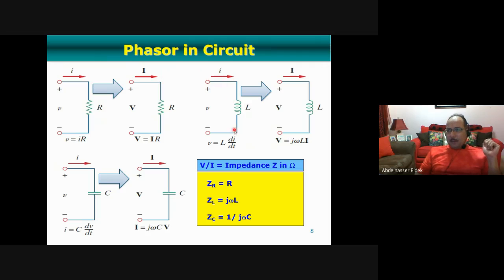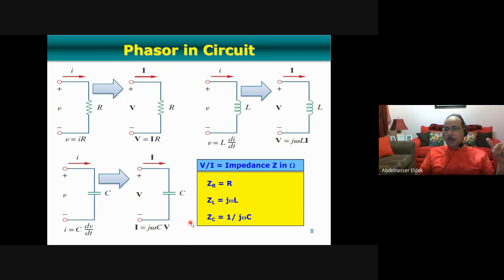But for the inductor, I know that V equal L di by dt. In phasor, it is just multiplication. It will be j omega L times I. So here we say we can replace this one by impedance, and the impedance is j omega L. And we deal with it as if it is resistance. So V equal I times this Z here, which is the capital Z, impedance.